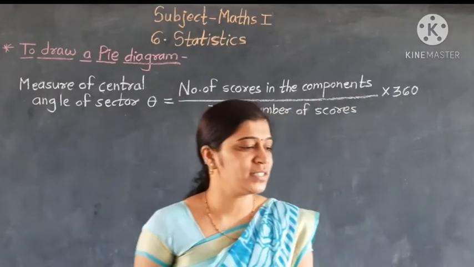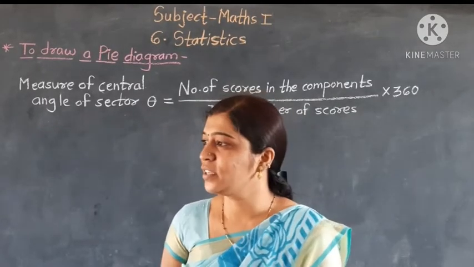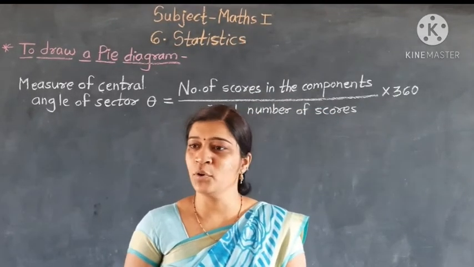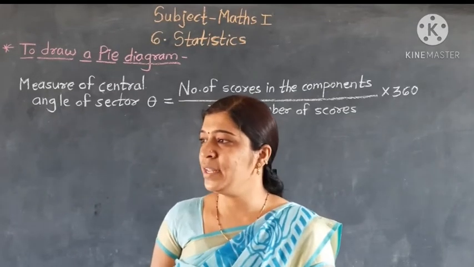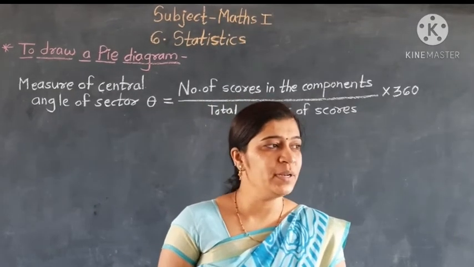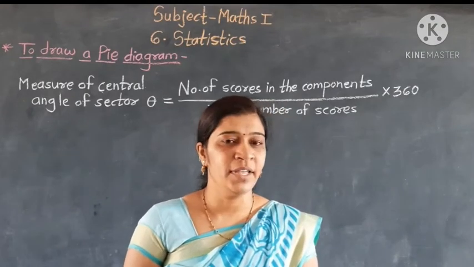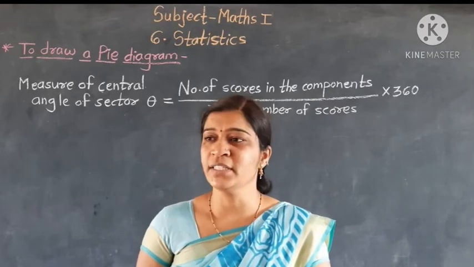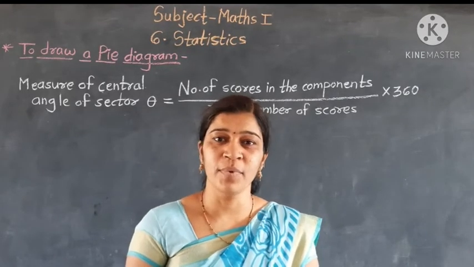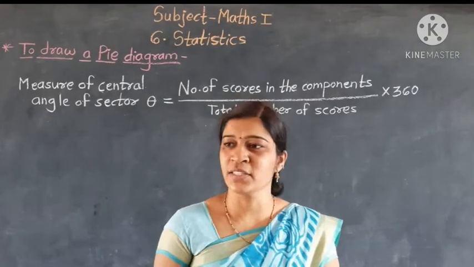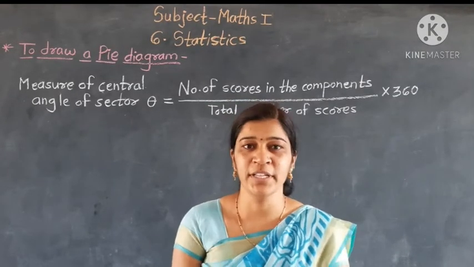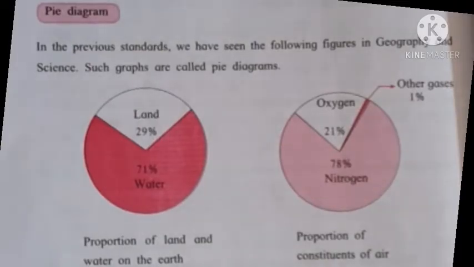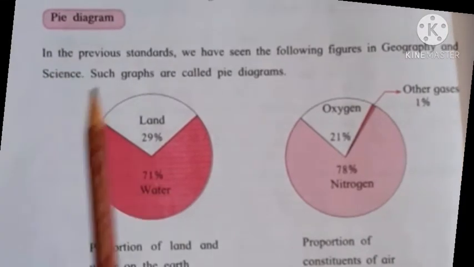Students, in maths first, topic number 6, statistics, we had already learned about grouped and ungrouped data, what is meant by mean, median, mode, and the formulas for mean, median and mode also. Also we had seen how to draw histogram and frequency polygon in the last video. Now the last point in this topic is the pie diagram. Students, today we will see the pie diagram.